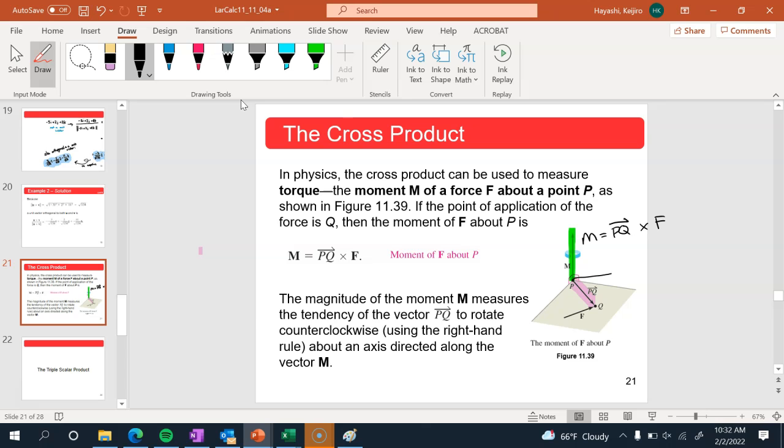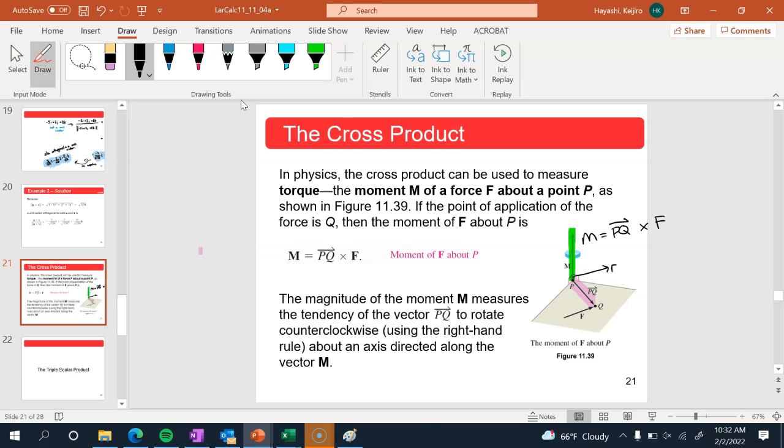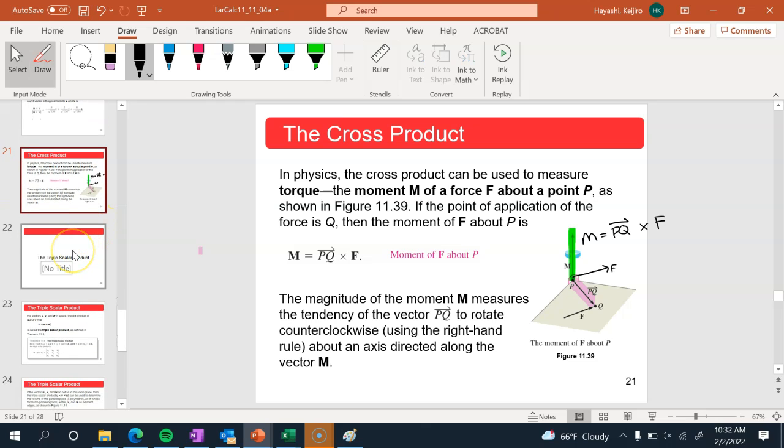But if you follow the right-hand rule and you just sort of pretend that F is right here, then take the vector PQ, start at the vector PQ, cross it with F, and then that means M is going to come out on top. So that's actually all that we're going to talk about on that. It can be used for this. We're not actually going to.